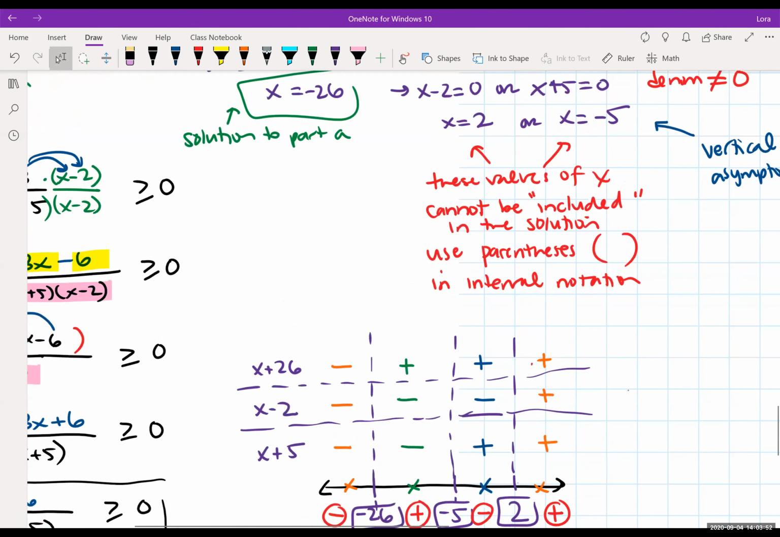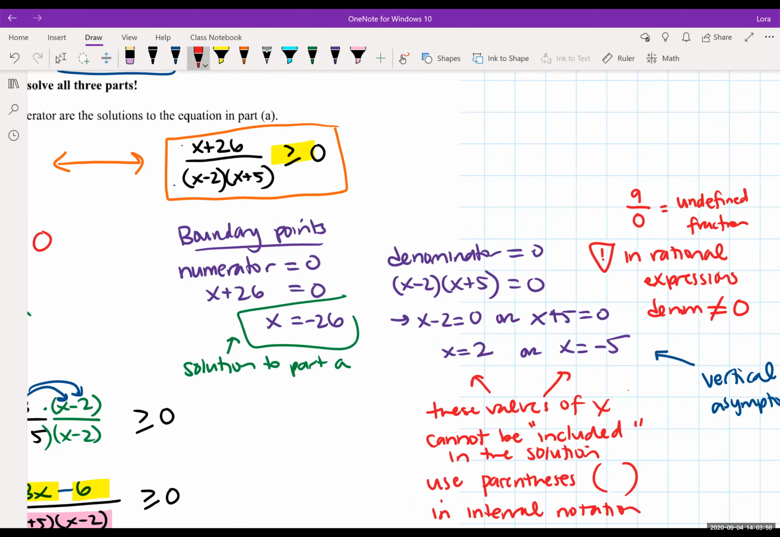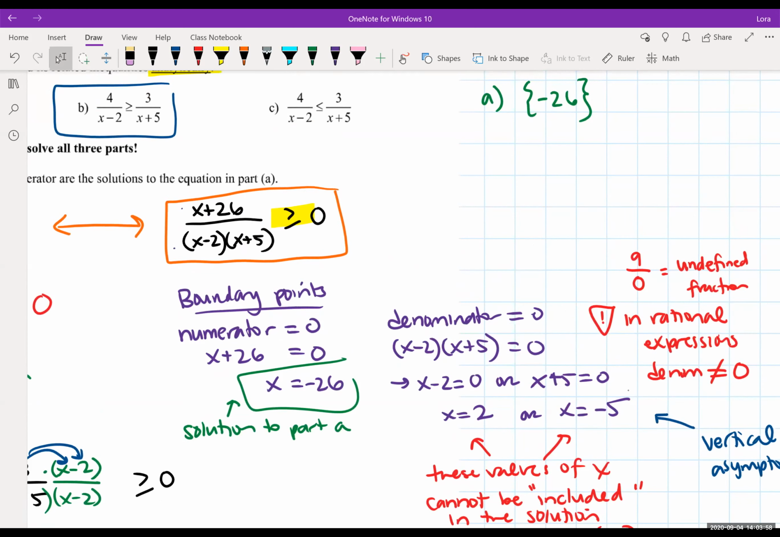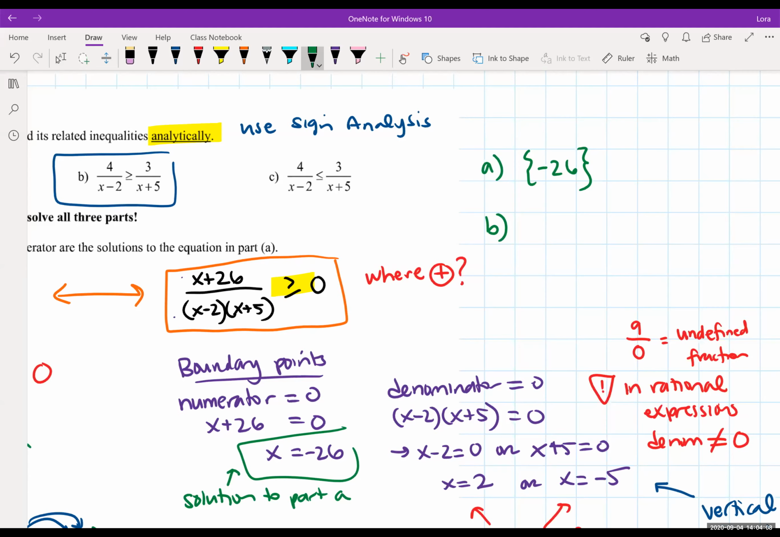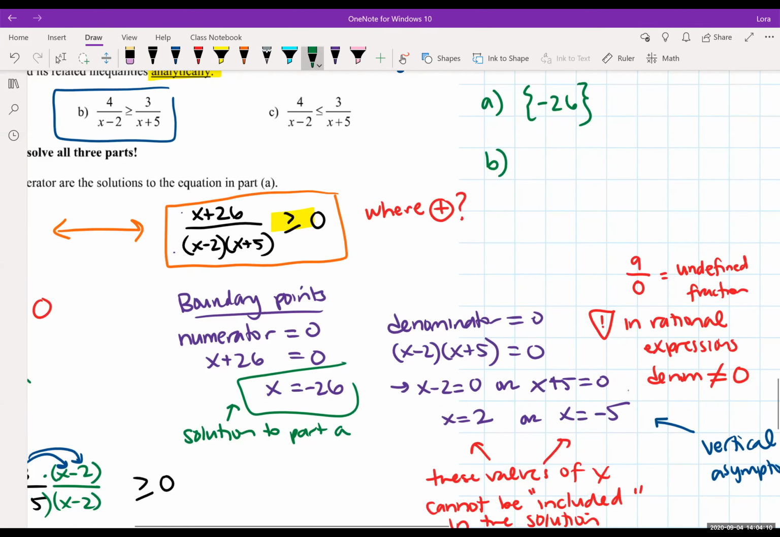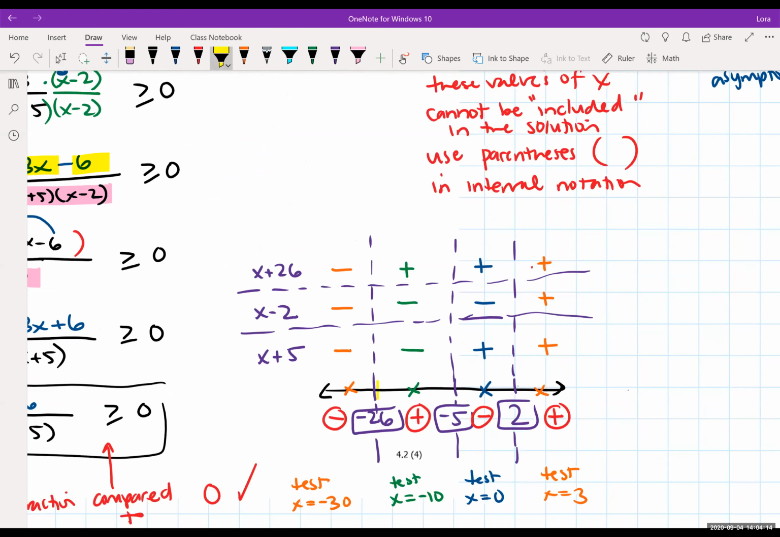And let's remind ourselves, what was part B asking us? Part B was asking us, greater than or equal to 0, we're going to ask ourselves, where are we positive? So if we want to name that solution, let's see if I can highlight that in yellow. So we are positive in the region negative 26 to negative 5, and from 2 to infinity.